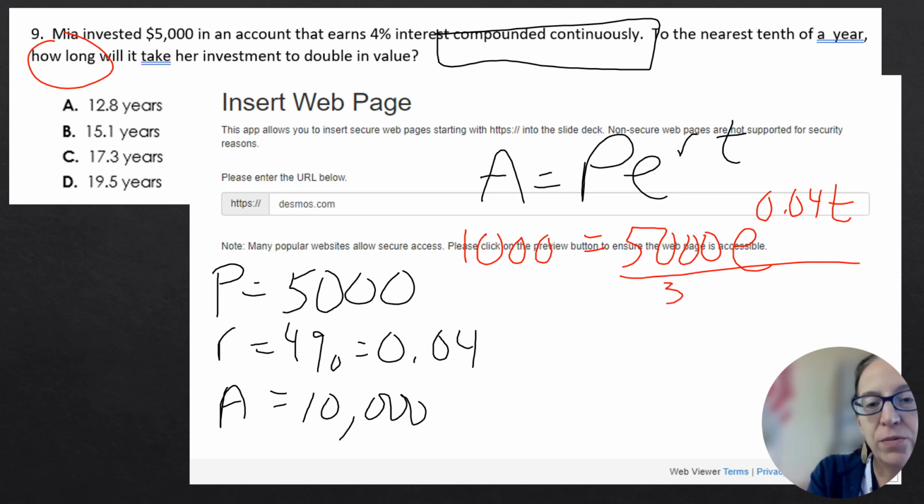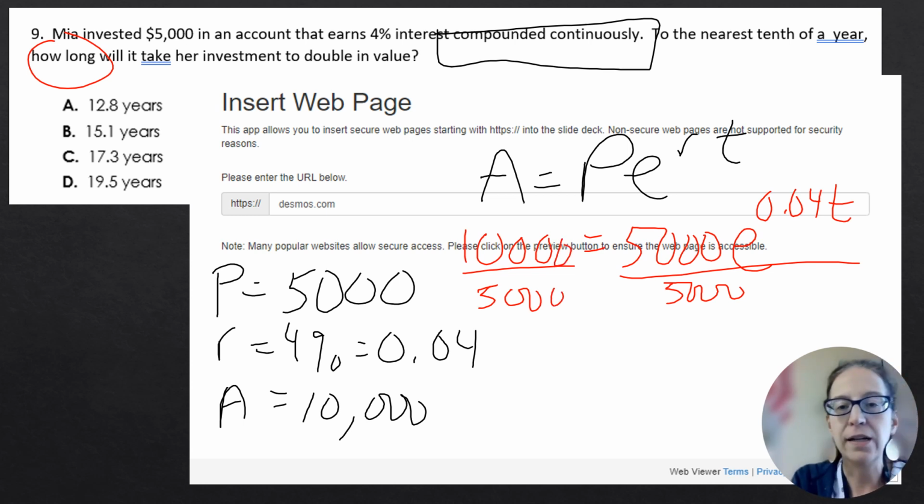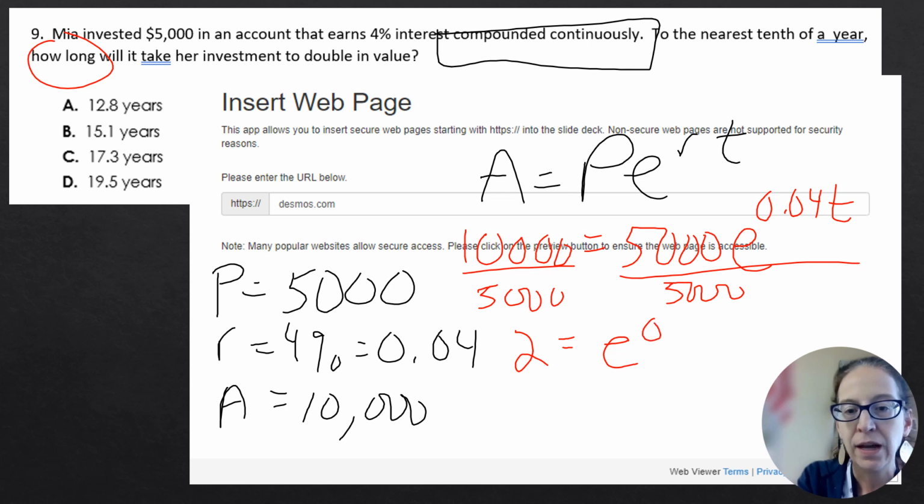First step, and this was a bad spot on your test, this should be 10,000, missing a zero there, is isolating the exponential. You have to isolate the exponential first. 10,000 divided by 5,000 is 2. And then we're going to change the form over.